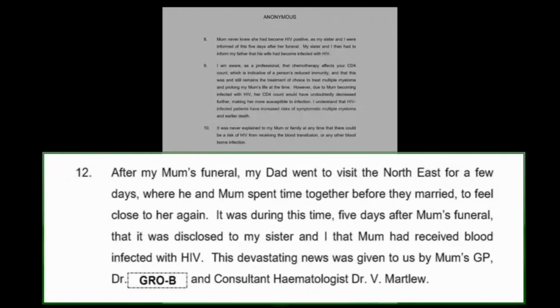It says this: after my mum's funeral, my dad went to visit the northeast for a few days where he and Mum spent time together before they were married, to feel close to her again. It was during this time, 5 days after Mum's funeral, that it was disclosed to my sister and I that my mum had received blood infected with HIV. This devastating news was given to us by Mum's GP and other clinicians. Paragraph 13, please.